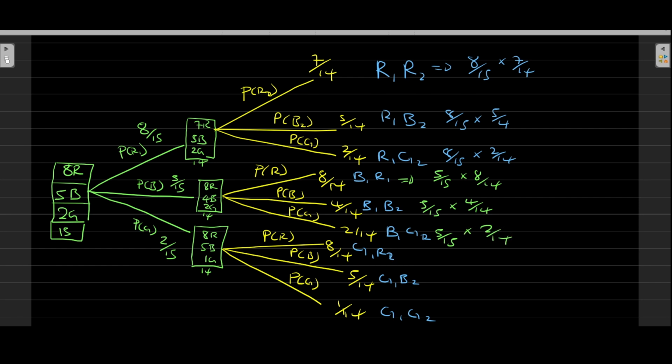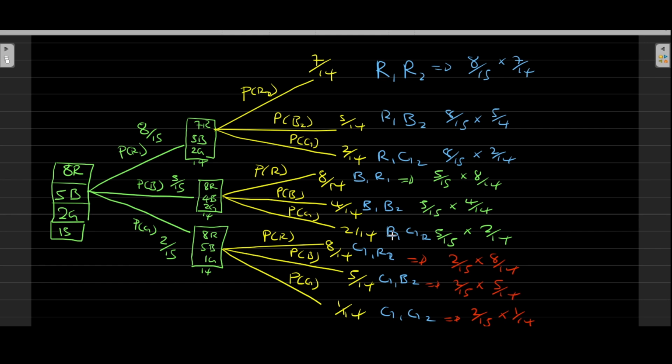This one here, the last group, it's going to be 2 out of 15 times 8 out of 14. This one here, it will be 2 out of 15 times 5 out of 14. This one, the last one, it's going to be 2 out of 15 times 1 out of 14. Now, if I have these probabilities, then I do multiply them.